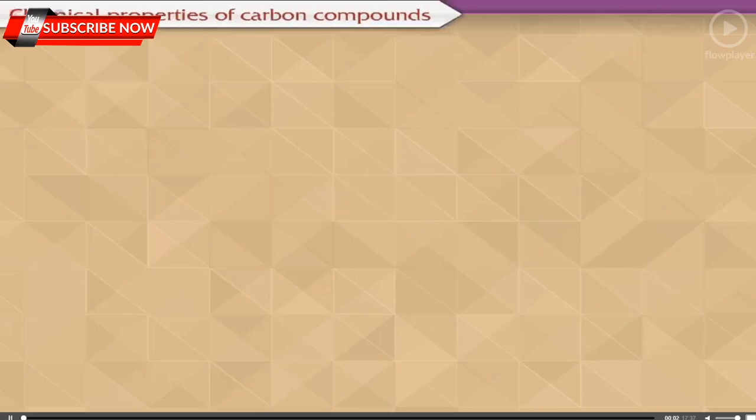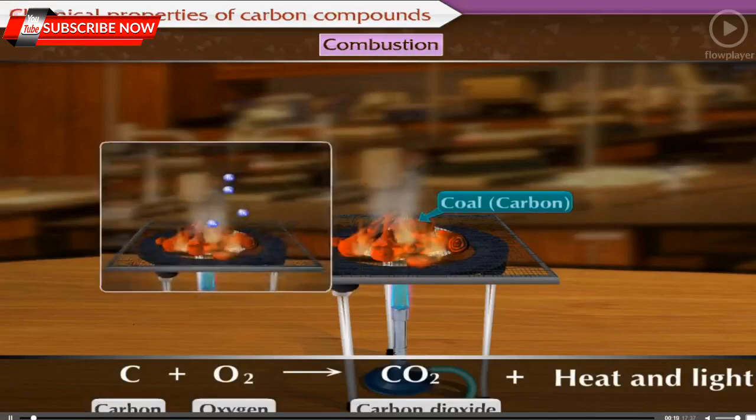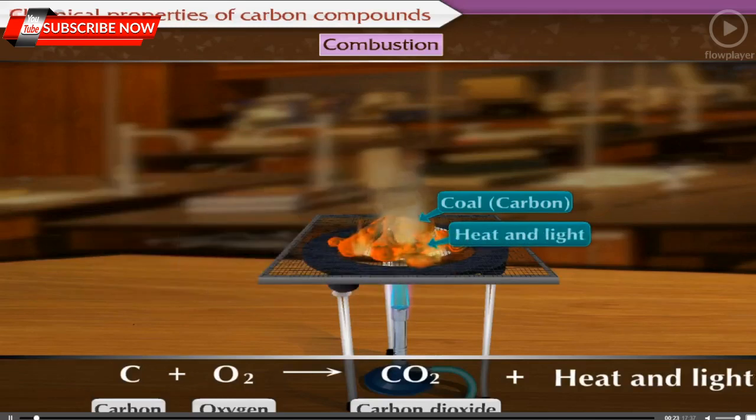Chemical properties of carbon compounds. Let us first study about the chemical property combustion. Combustion. In the previous standard, we have studied that carbon in the form of various allotropes on ignition in presence of oxygen undergoes combustion to emit heat and light and forms carbon dioxide.